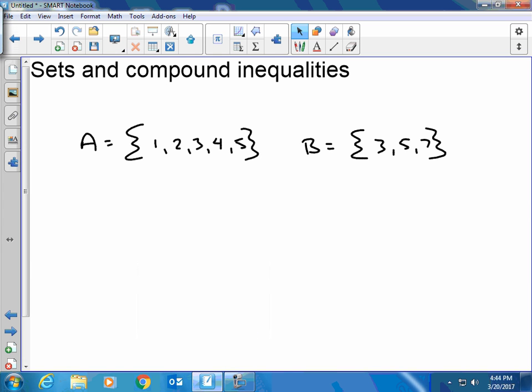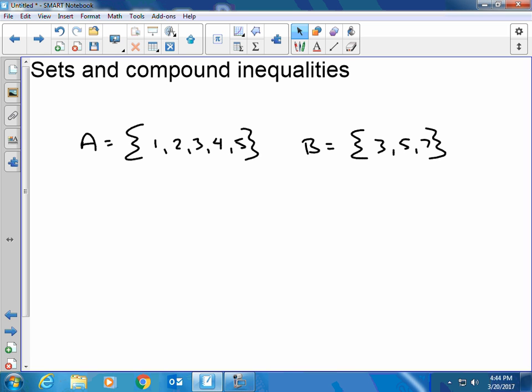Okay, as you can see from the top of the screen, the plan for the day, we're going to look at sets and compound inequality. There's quite a bit of stuff in today's quick little lecture, so let's jump right in.